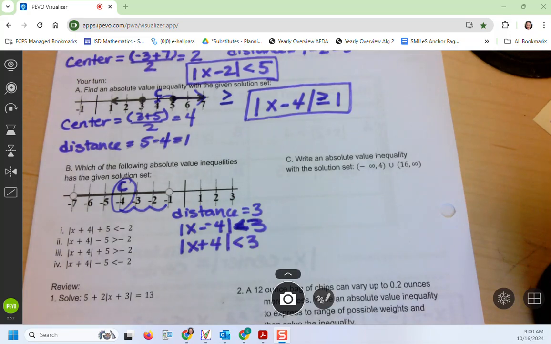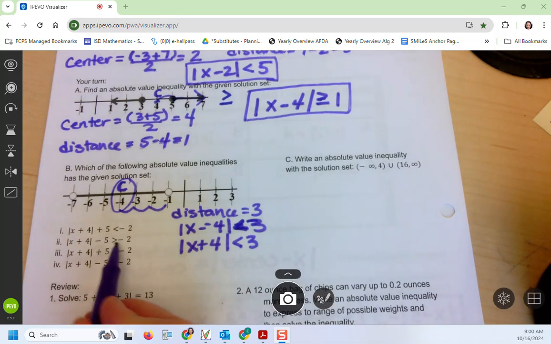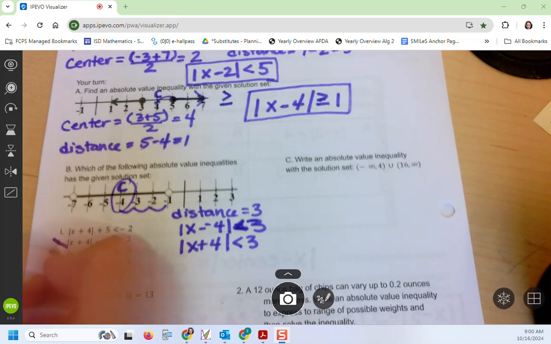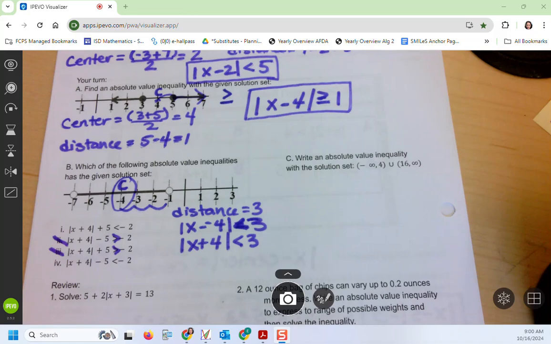All right, so Cassandra and Leslie had a shortcut for us. They got rid of 2 of these answers. Cassandra, which 2 can we get rid of? B and C. Do you see how we can get rid of those middle 2 answers? Because they don't have a less than, they have a greater than. Because of the greater than here and the greater than here, we can eliminate those 2. So we just have to look at 1 and 4.